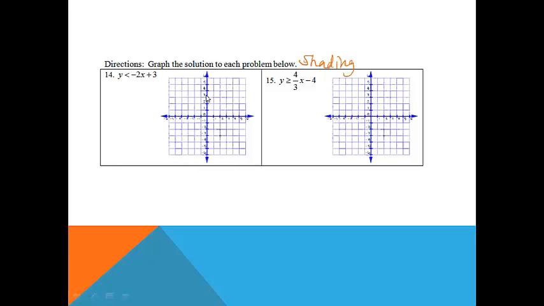So we're going to start up at 3 just like we would for a normal graph, and then we will go down 2 and over 1. Okay, and then we're going to connect this actually with the dashed line because there's no equal sign under that less than sign.